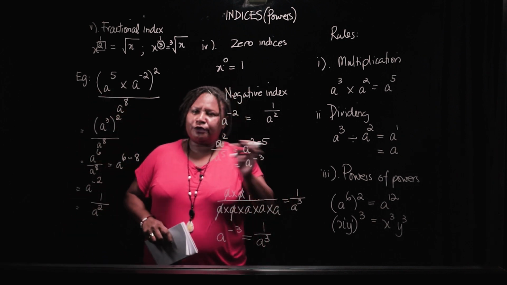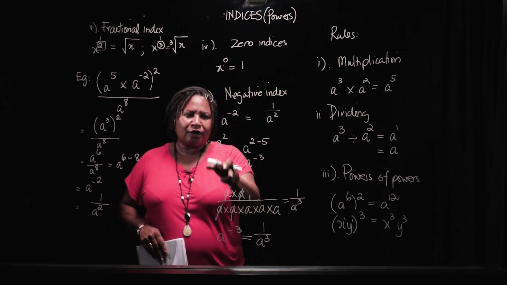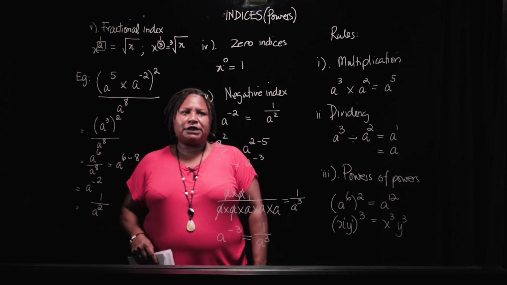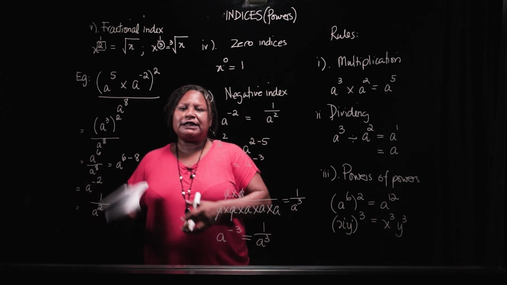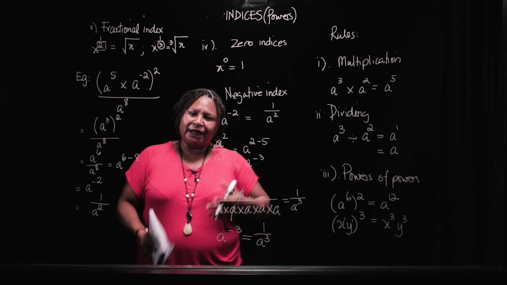Now, why are we going through these rules? Because in our next lesson, we will see how these are related to logarithms. Logarithms and indices are inverse operations, like dividing and multiplying.